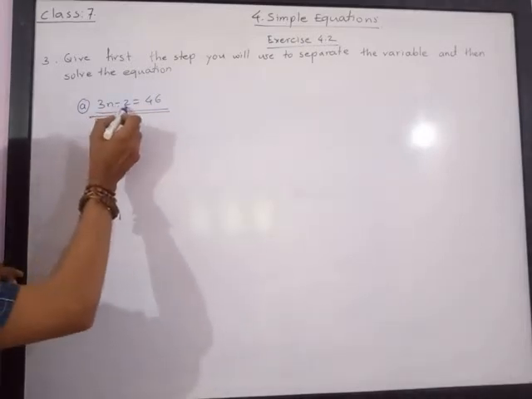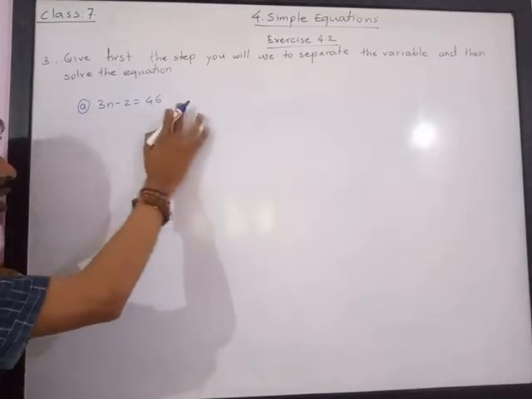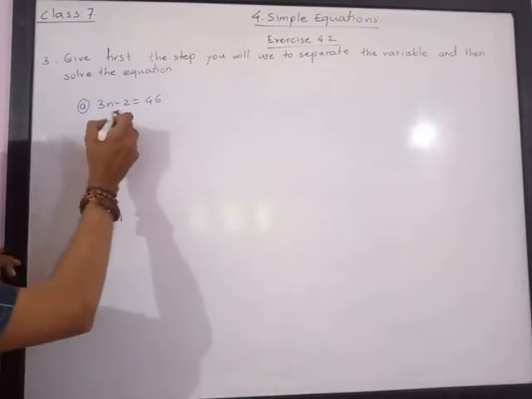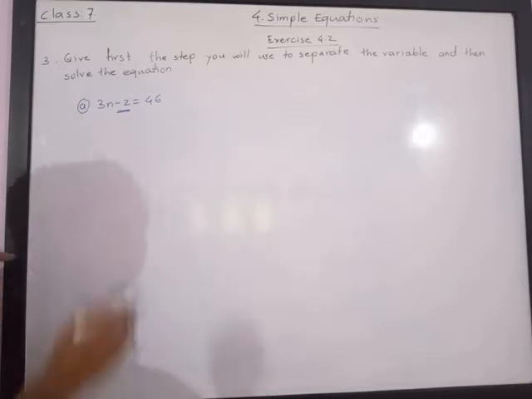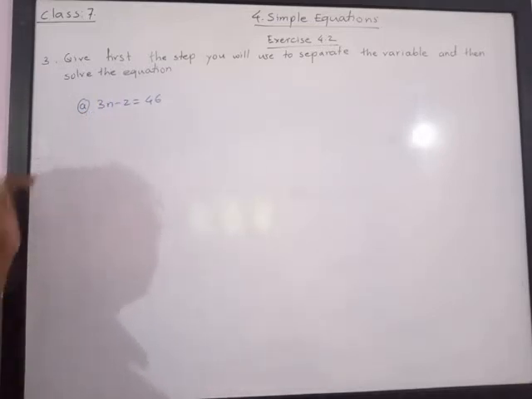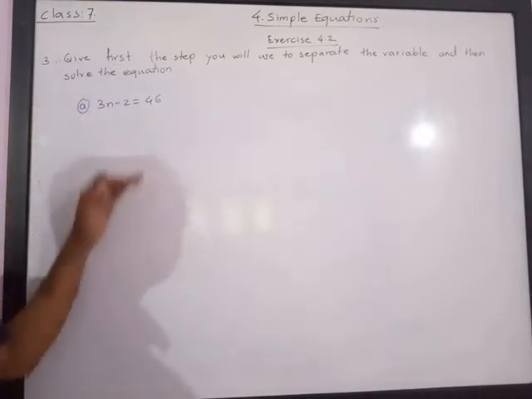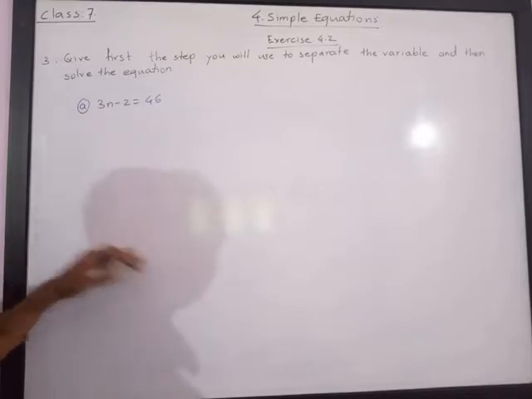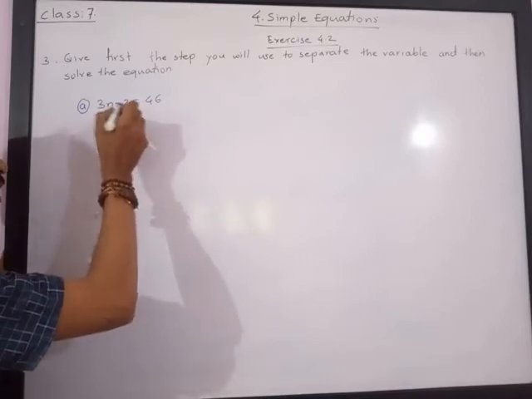Here 2 is subtracted from 3n. So we need to eliminate the term which does not contain the variable. Here negative 2 must be eliminated first and not the 3. Please note here 2 must be eliminated first. If you try to eliminate 3, then you will go into complications. The problem will definitely be solved, but difficulty and complications will go on increasing. So a better way is to eliminate 2 first.